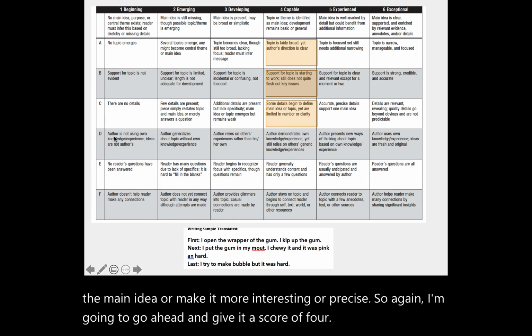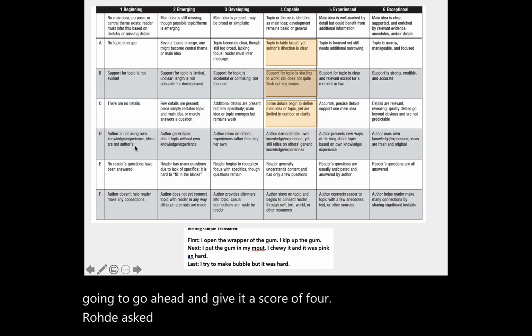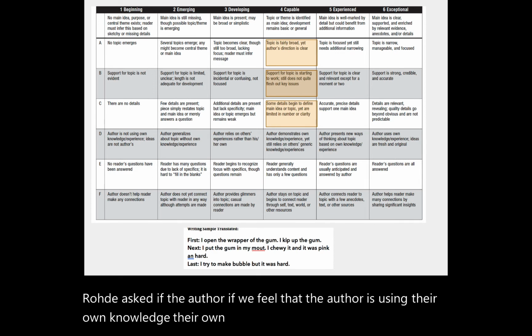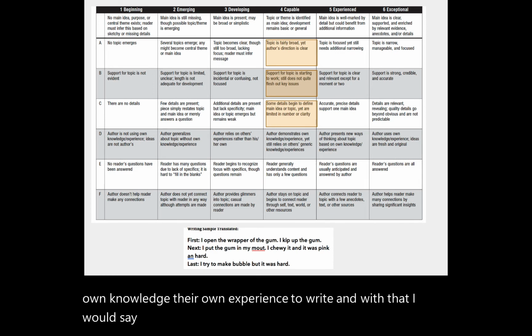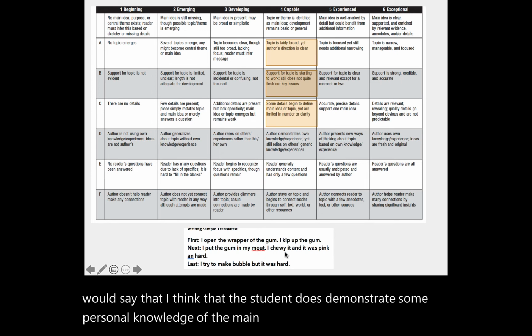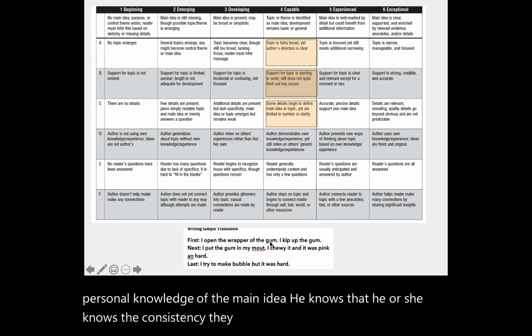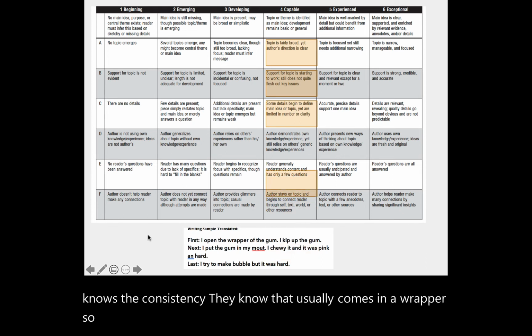Row D asked if we feel that the author is using their own knowledge, their own experience to write. And with that, I would say that I think that the student does demonstrate some personal knowledge of the main idea. He or she knows the consistency. They know that gum usually comes in a wrapper. So because of that, I am going to, again, give them a score of 4.